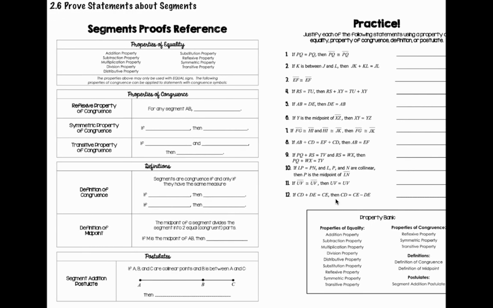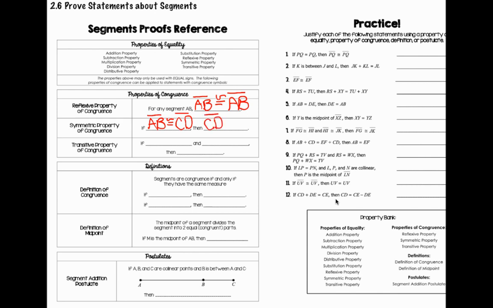So the reflexive property of congruence: for any segment AB, AB is congruent to AB. Symmetric property. So if segment AB is congruent to segment CD, then segment CD is congruent to segment AB.